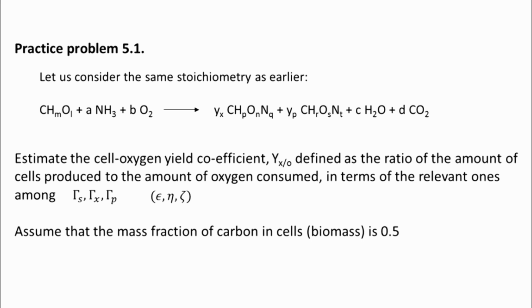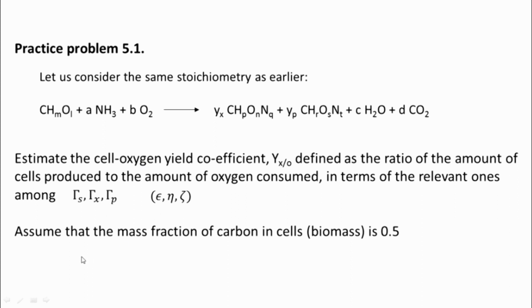Estimate the cell oxygen yield coefficient Yx/O, defined as the amount of cells produced per amount of oxygen consumed. And this we need to find out in terms of the relevant ones among gamma X, gamma S, gamma P, or epsilon, eta, psi, right? In terms of these, we have estimates of all these. Gamma X we know is 4.2. Gamma S, gamma P can easily be calculated. Epsilon, eta, psi values, some estimates, some ranges are known, and therefore we can estimate the cell oxygen yield coefficient.